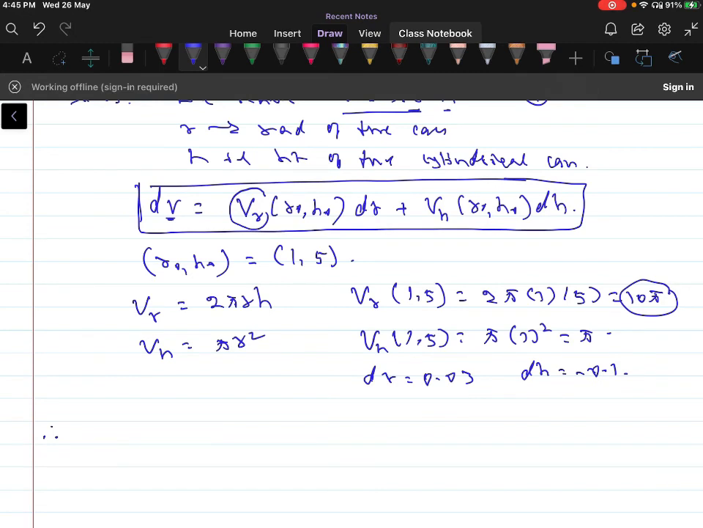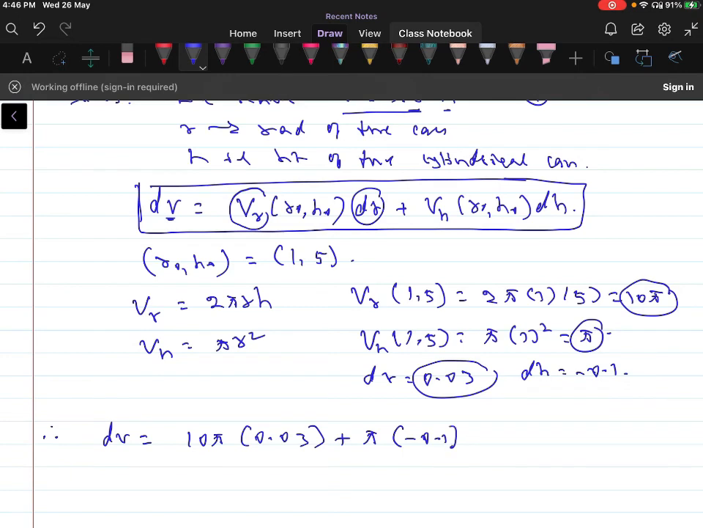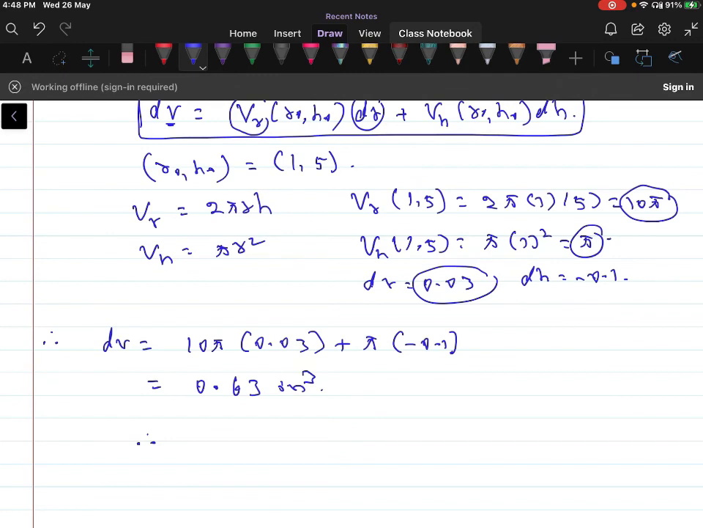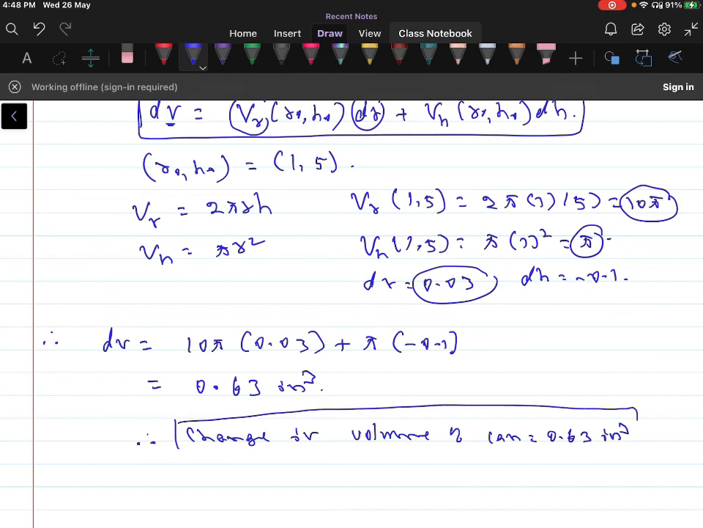Therefore the change in the volume of the can, that is dV, can be written as Vr at r naught, h naught, which is 10 pi, into dr, which is 0.03, plus Vh at the point 1, 5, which is pi, into dh, which is minus 0.1. So this is equal to, after simplification, 0.63 inch cube. Therefore the change in volume of the can is equal to 0.63 inch cube when there is a change in radius of the can and change in the height of the can.